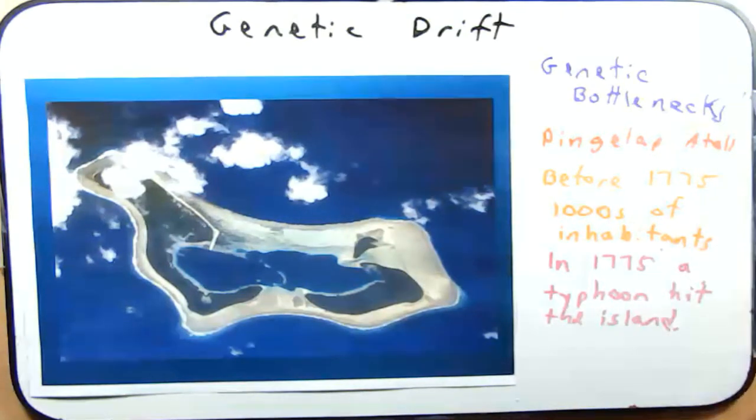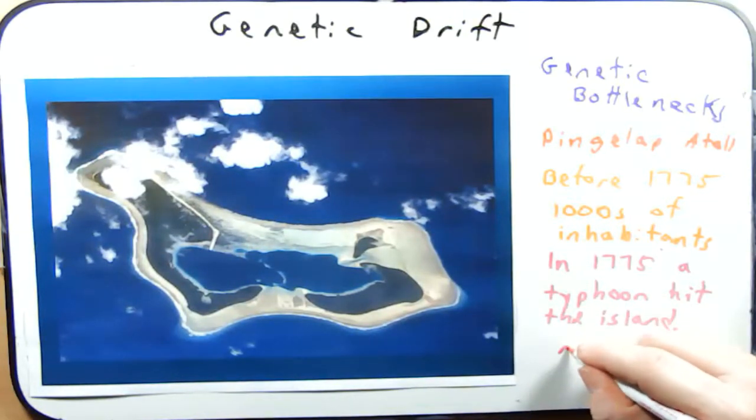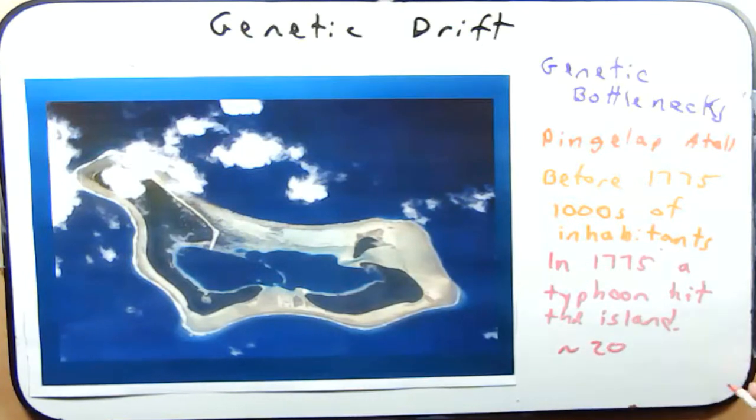Out of these thousands of inhabitants, only approximately 20 individuals survived. That's a huge genetic bottleneck. They lost a huge proportion of the humans on this island, and also other animals and plants on this island. And so this island actually has turned out to be a very interesting island for evolutionary biologists and geneticists to study because of that.